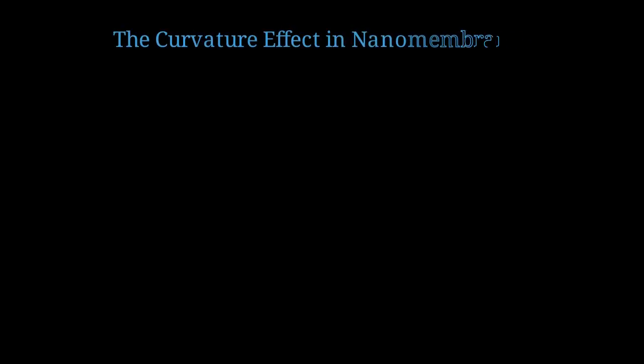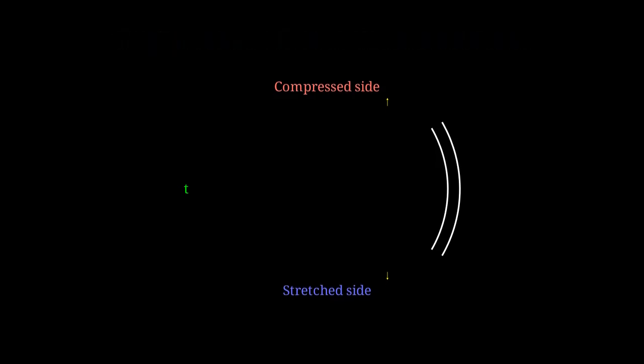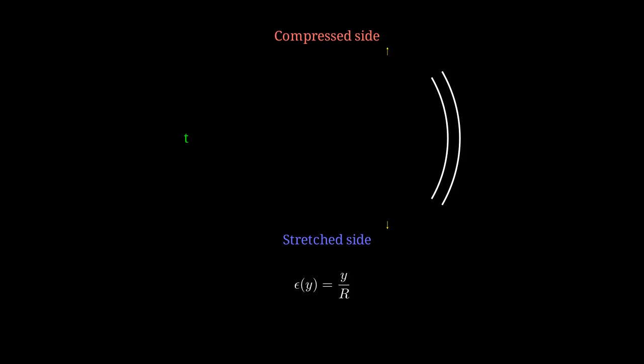Let's examine specifically how curvature and bending amplify flexoelectric effects in nanomembranes. Consider a bent nanomembrane with thickness T and radius of curvature R. The outer surface experiences tensile strain, while the inner surface experiences compressive strain. The strain epsilon as a function of position y through the thickness is y over R, where y is measured from the neutral plane.